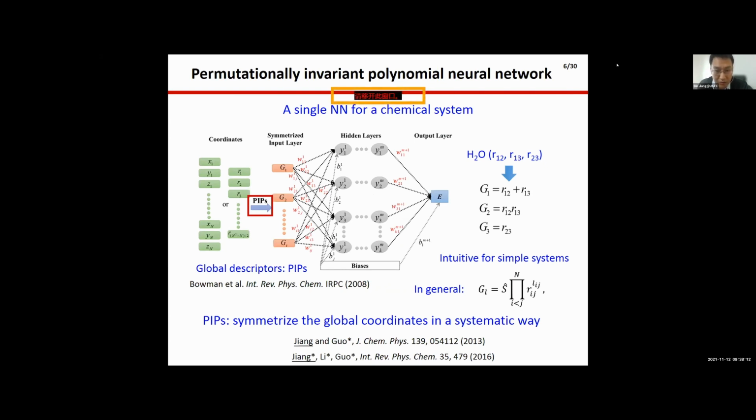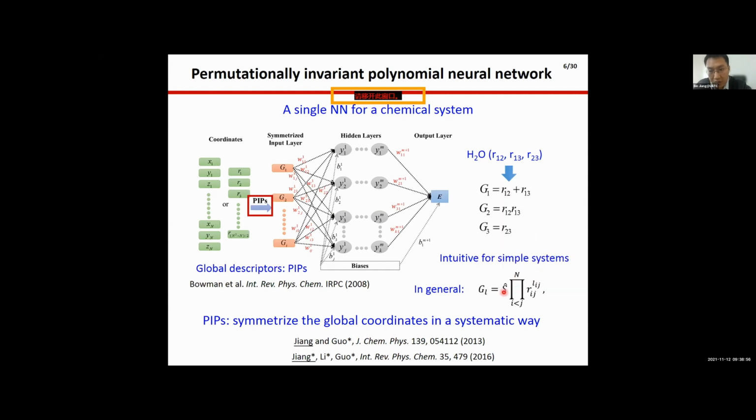And in 2013, when I was still a postdoc in Hua Guo's group, we came up with the idea of using the global descriptors, so-called permutationally invariant polynomials, originally proposed by Joe Bowman for learning potential energy surfaces in the gas phase. And these permutation invariant polynomials were generated in terms of the interatomic bond distances.